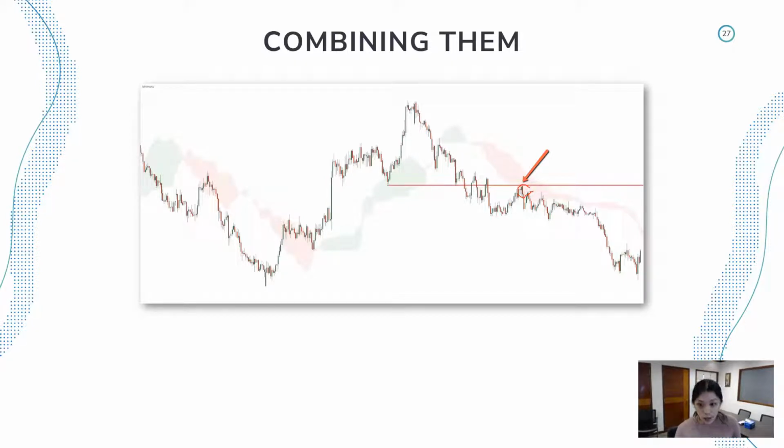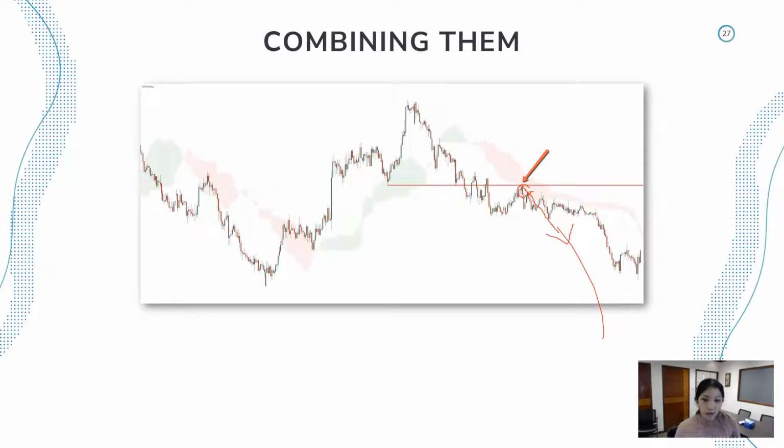So when it touches here, the price started to slowly and consistently fall, drop, right? So this gives us confidence that the price is going to drop. And also, just like I mentioned earlier, the Ichimoku cloud shows that the price is trading below the cloud indicator. So this further supports our bearish bias for this trade.